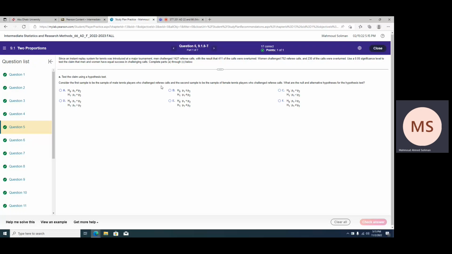Okay. So this question, we have two groups. The men group, this is the sample size, 1,427, and this is the successes, 411. And here we have the women, 752, successes, 230. The claim is that men and women have equal success. Not equal to. So H0 is equal and H1 is not equal.